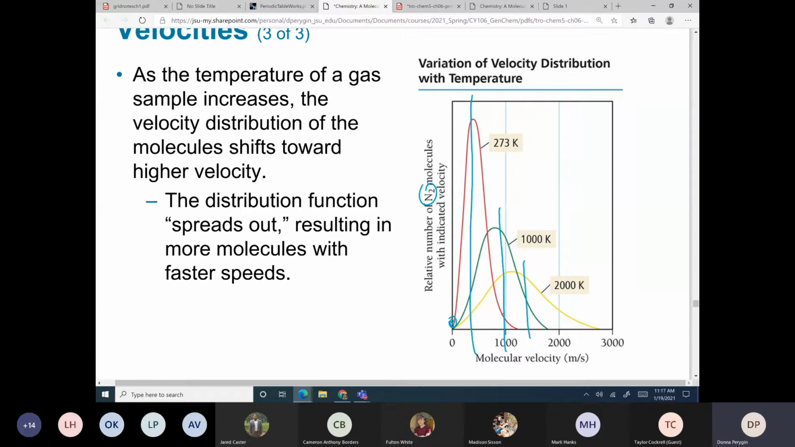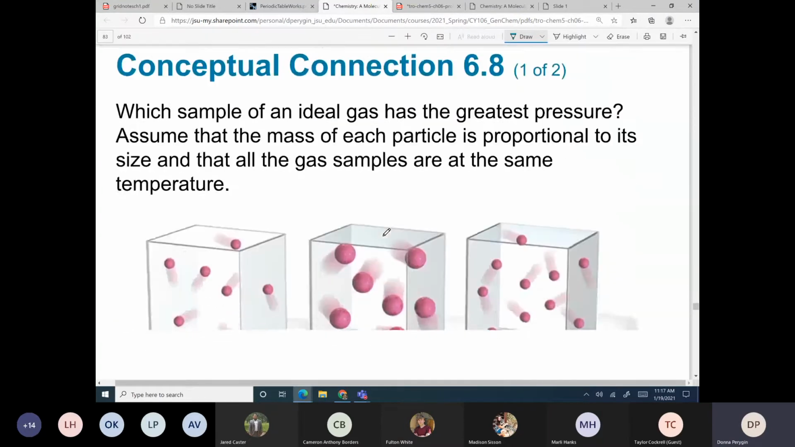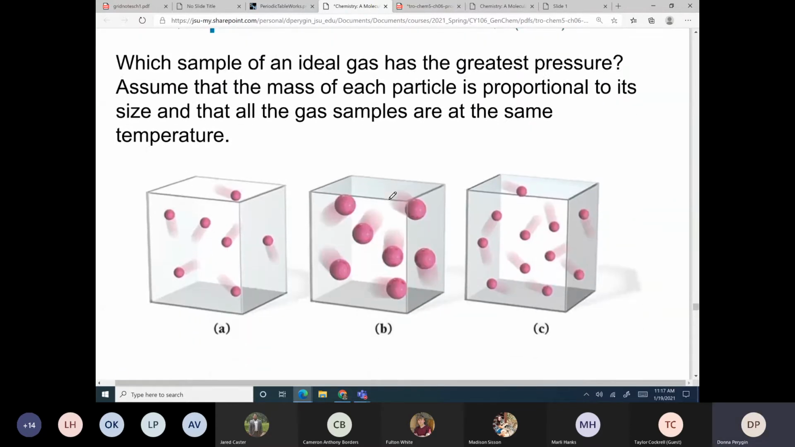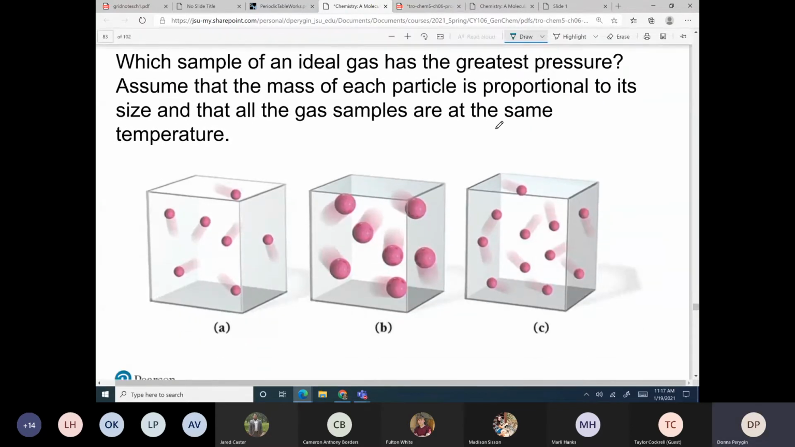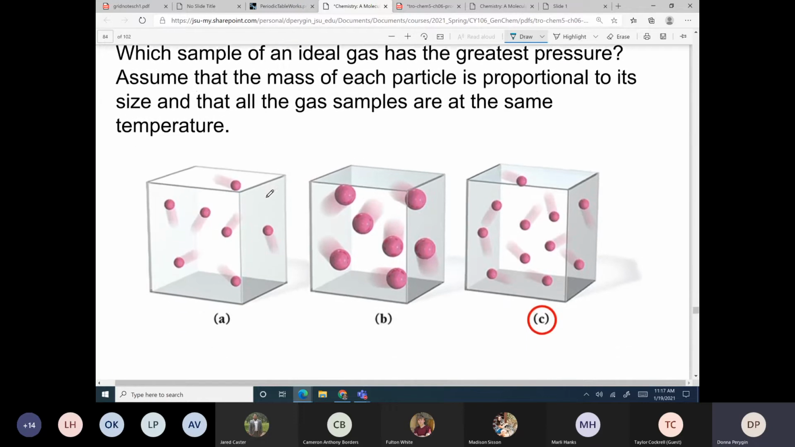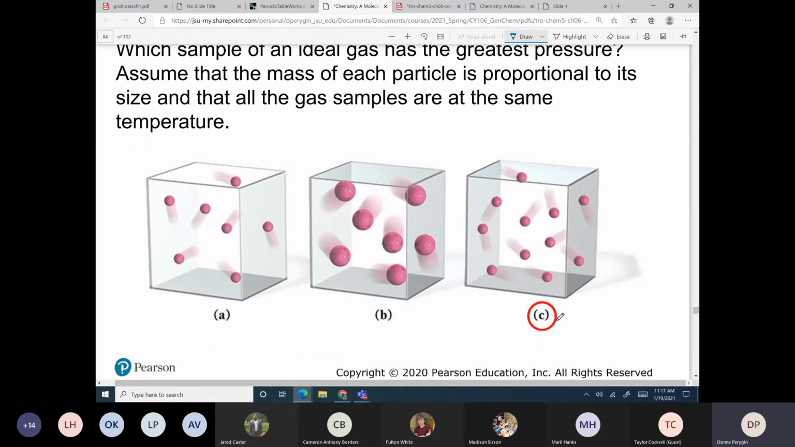Now some of those are going to be going slower and some are going to be going faster, but the distribution is going to spread out at higher temperatures, okay? So which of these ideal gas samples has the greatest pressure? Remember, volume is negligible, so this is kind of trying to trick you here. The one with the higher pressure is going to be the one with the greater number of gas particles, even though they're smaller, so that would be C, because they're so far apart that their volume is essentially negligible, okay?